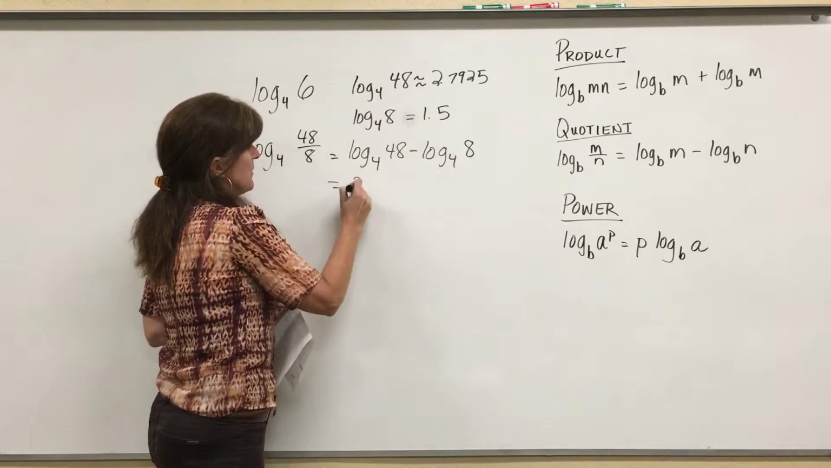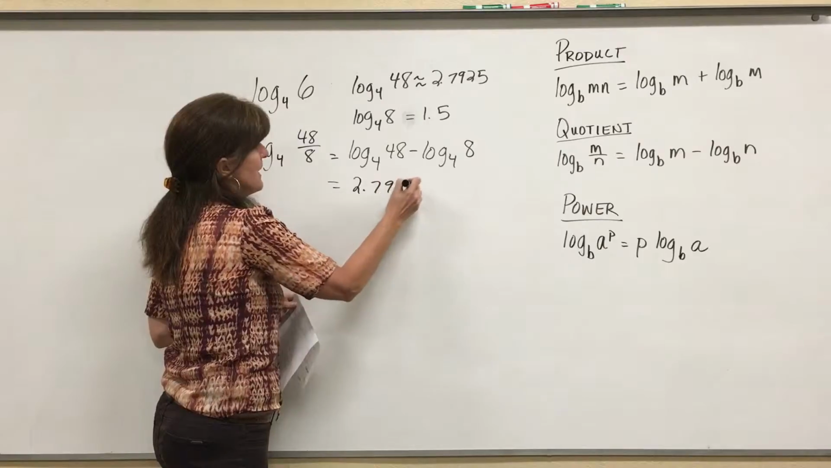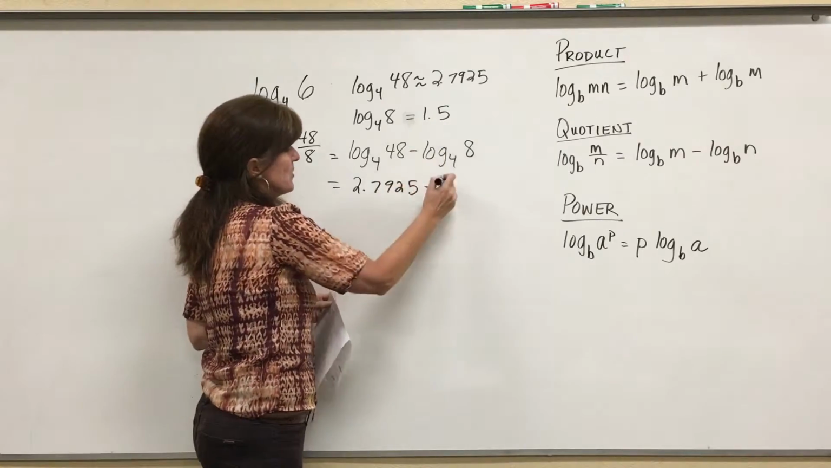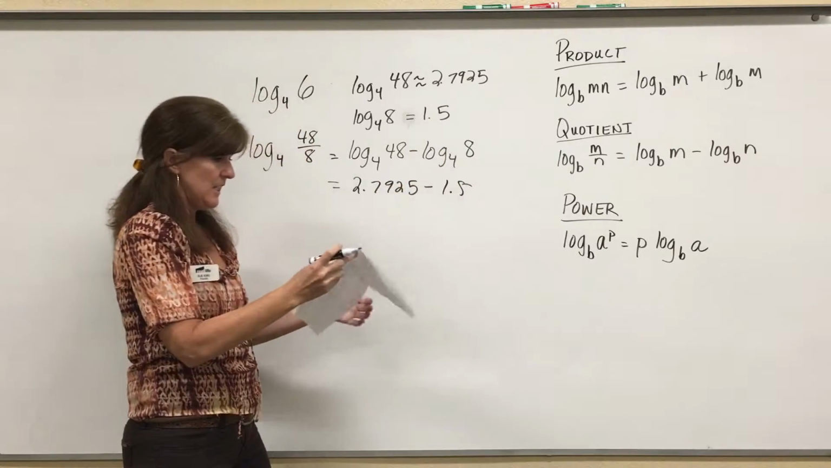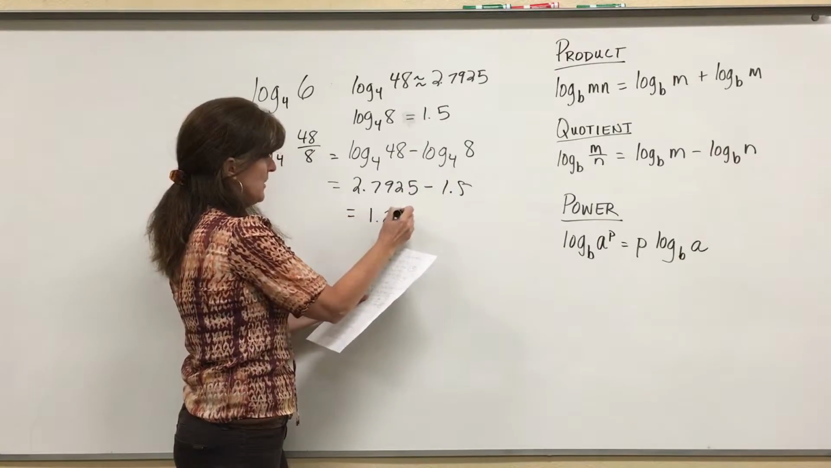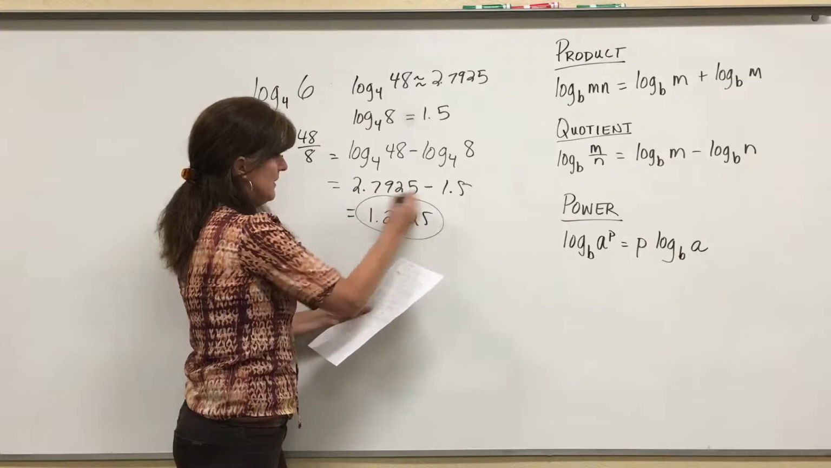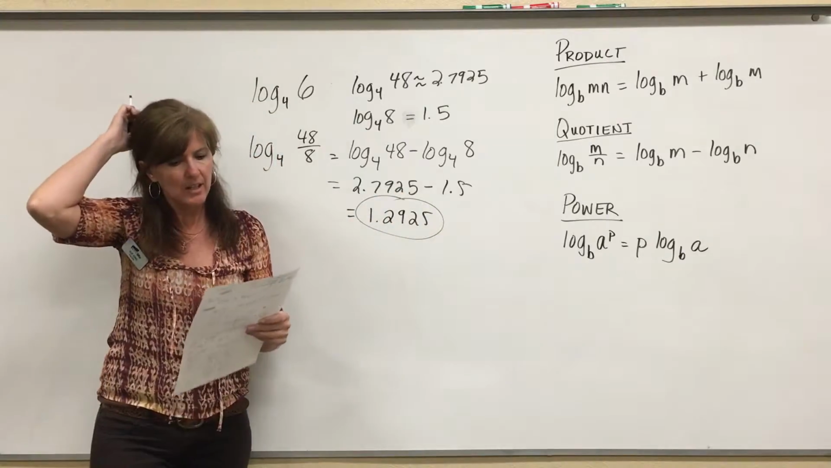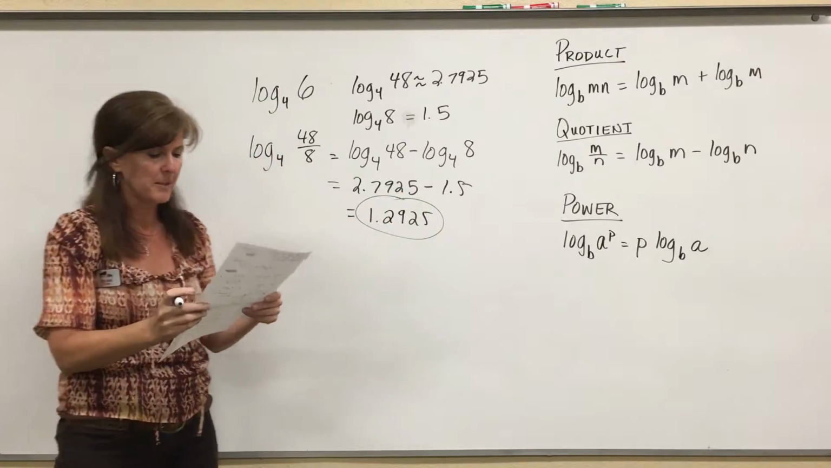And so this is 2.7925 minus this, which is 1.5, and you get 1.2925. So that is how you would use the quotient formula.